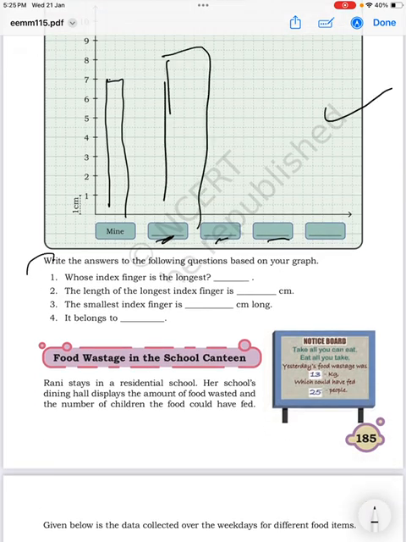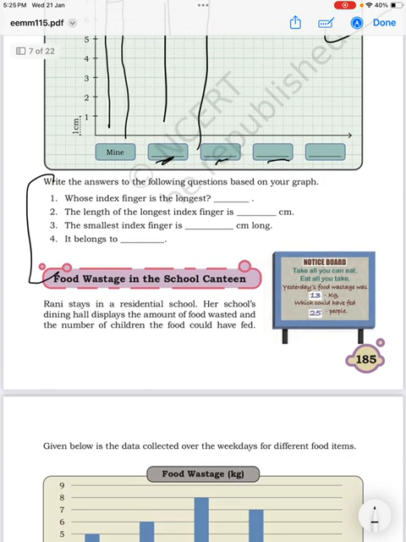Then you will fill the table: whose index finger is longest, whose index finger is smallest. What is the difference? The length of the longest index finger is dash centimeters, and the smallest index finger is dash centimeters long. You will be able to do this if you paste the strips with your friends here.